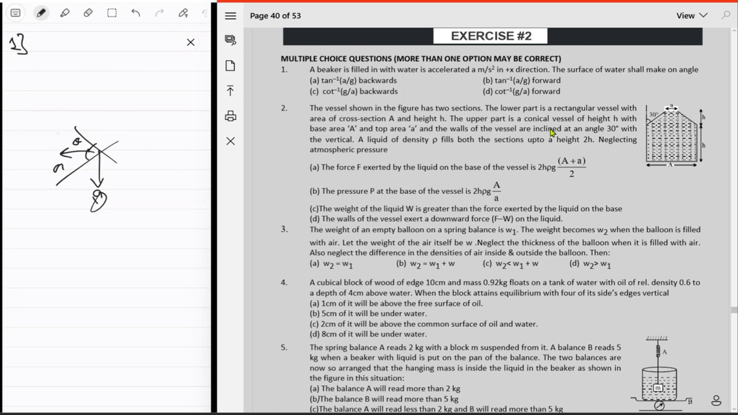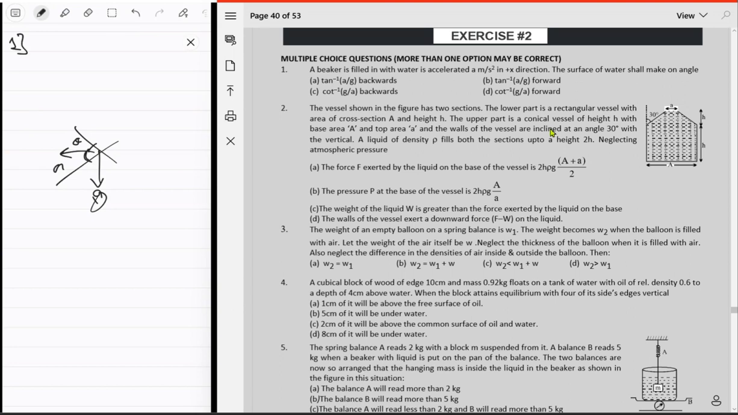No, that's not tan theta. Wait. What is tan of 90 minus theta? That would be g upon a. So what we are talking about is cot theta. So tan theta will just be a upon g, right? So tan inverse of a upon g.